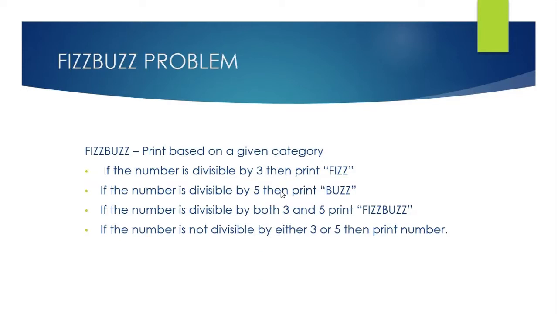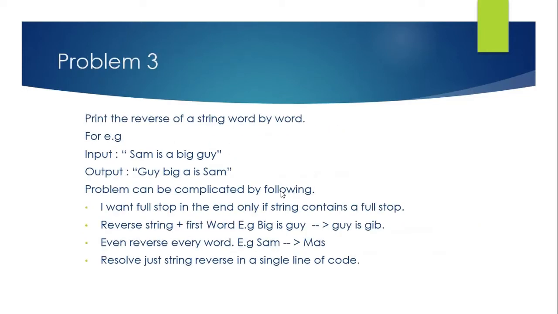So today's question is more related to reversing of a string. There are different permutations and combinations, so I will just give you some examples. Say for example, I'm inputting "Sam is a big guy", and the output should be "guy big a is Sam". So there I'm basically reversing the whole string word by word.